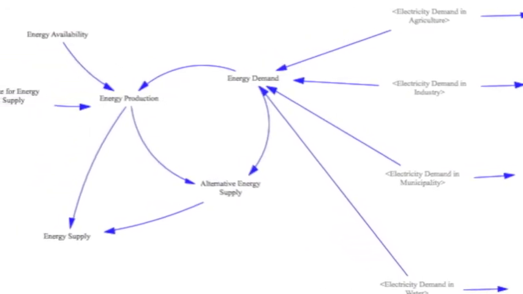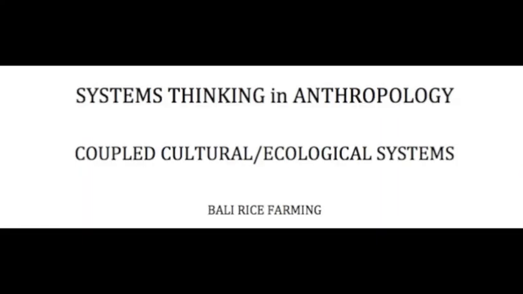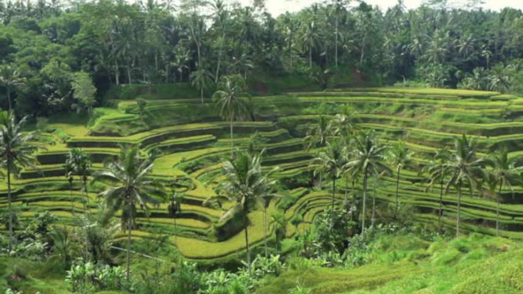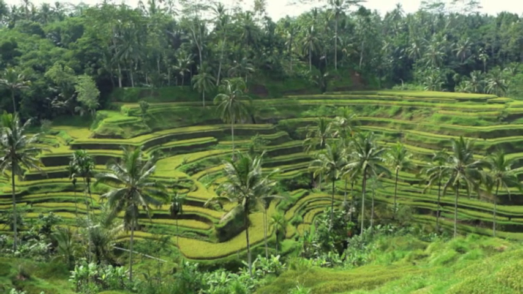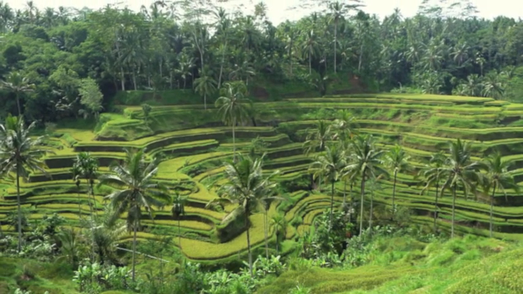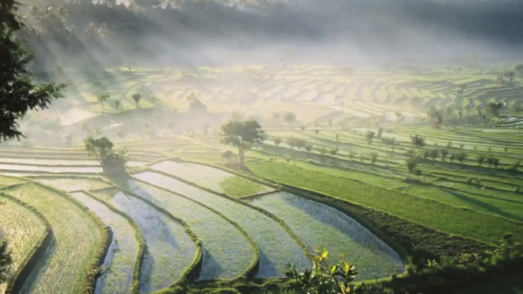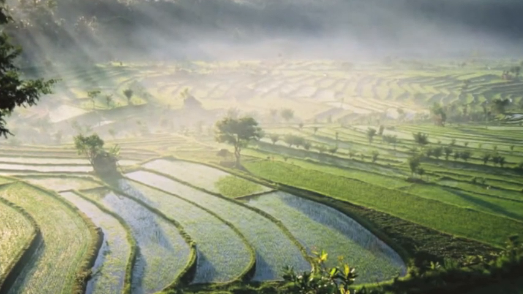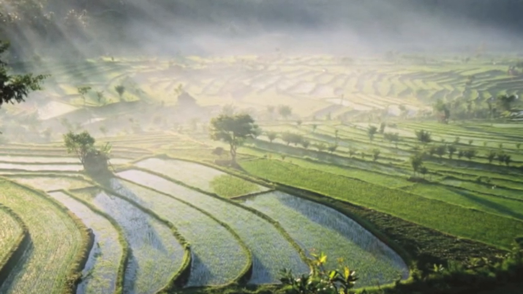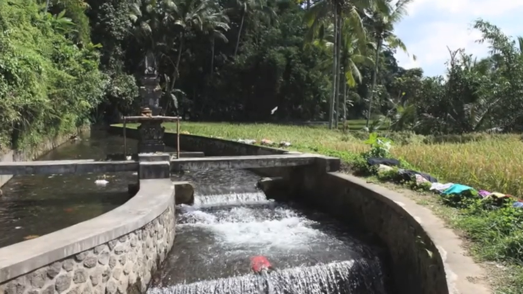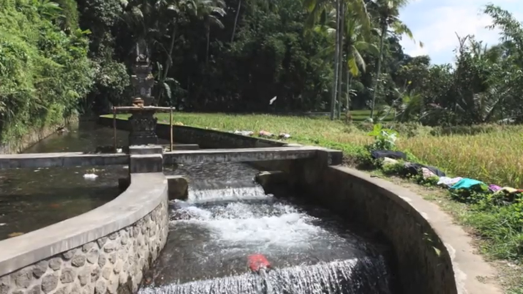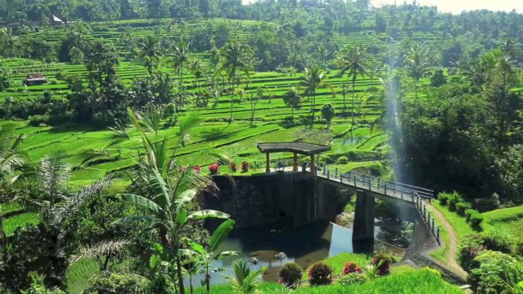their relationship with water. And now I'd like to introduce a different perspective on systems thinking in anthropology, and it has to do with Bali rice farm. The Balinese rice farmers have been working the same paddies for close to 1,000 years. These elaborate paddies are terraced into the hillsides, covering a significant portion of the arable land on the island nation, and are serviced by a complex network of irrigation canals and small dams.